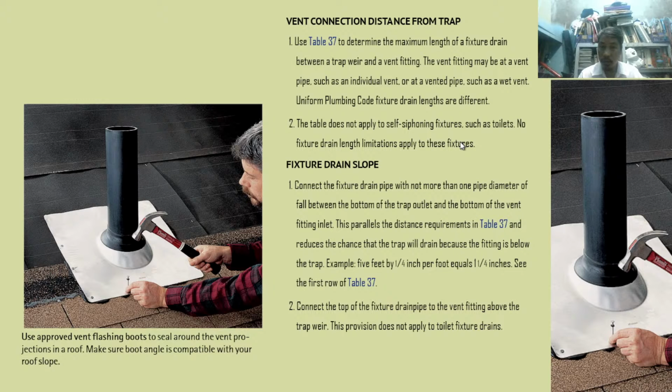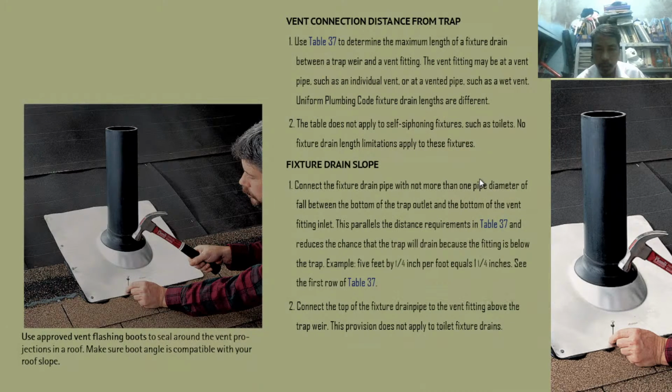Uniform Plumbing Code is an international code that also specifies standard distances, okay, for the length of a fixture drain between trap weir and vent fitting. Okay, so we have a picture. We have a picture here.